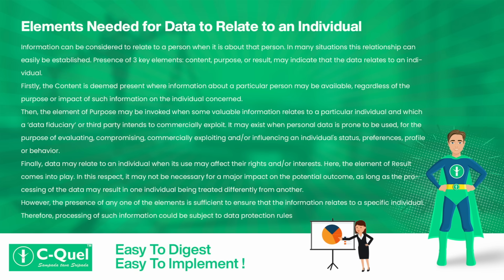Elements needed for data to relate to an individual. Information can be considered to relate to a person when it is about that person. In many situations, this relationship can easily be established. The presence of three key elements, content, purpose, or result, may indicate that the data relates to an individual. Firstly, the content element is deemed present where information about a particular person is available, regardless of the purpose or impact of such information on the individual concerned.